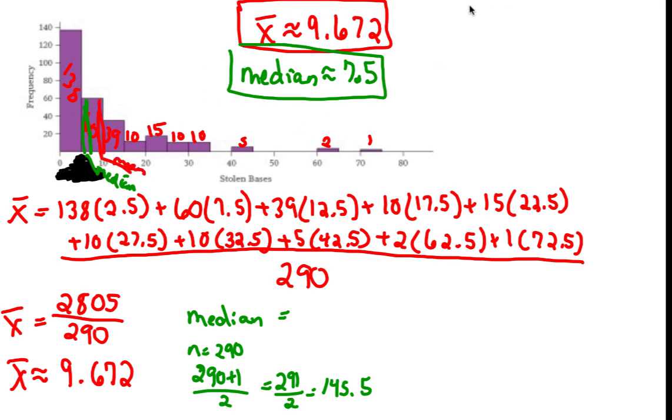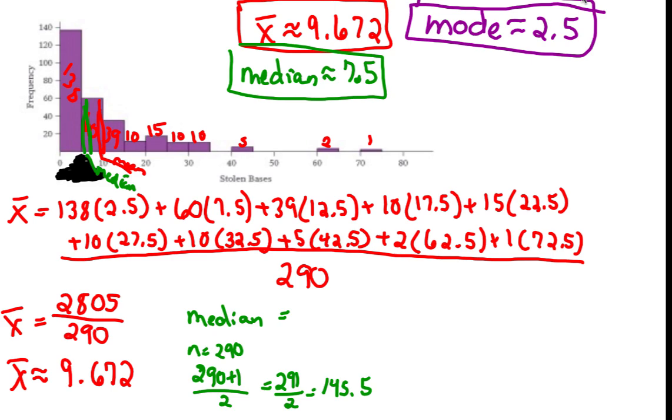My mean is 9.672. Mode is obviously the 2.5, that very first bar. See, my mean is much higher than my median in the skewed data set.